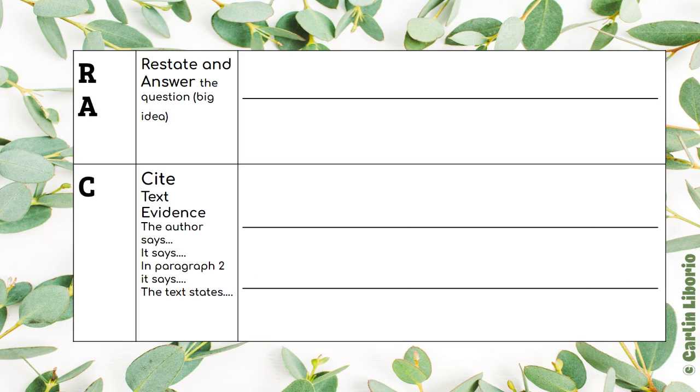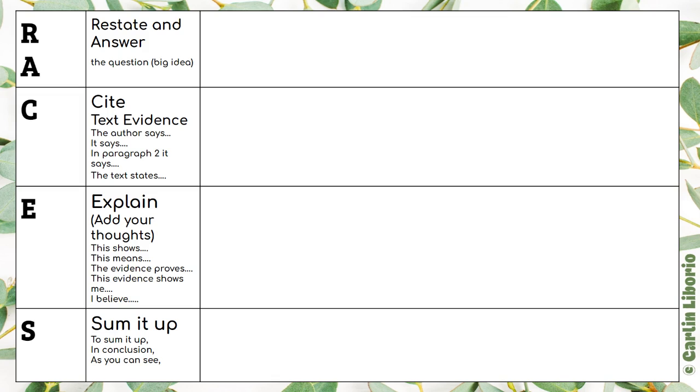Here's an example of a really simple planner that you could use for short constructed response. So you want to start with this. You're just getting them to restate and answer the question. Let's make sure we have our central idea by answering the question. So you start with that. Then they cite their evidence. Once they can do that and they can write 2 sentences, then you add on 2 more boxes. So then you say, okay, you've already been doing RAC. Now you're going to add another sentence that explains your evidence, and then you're going to sum it up.